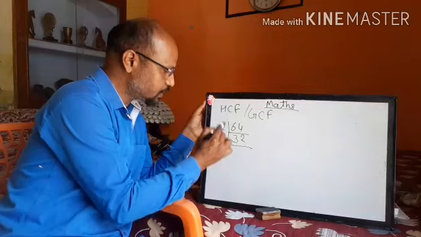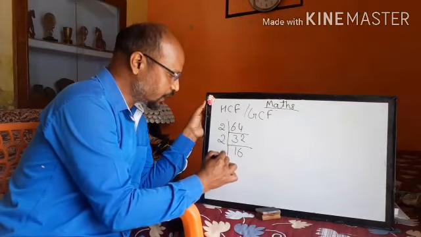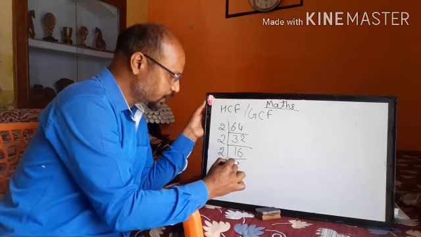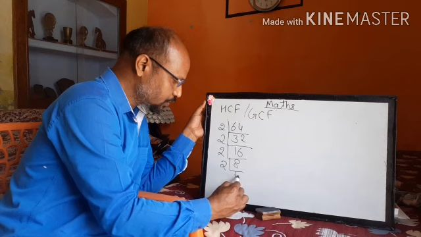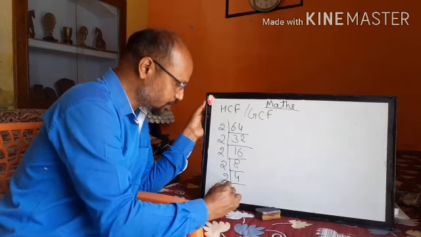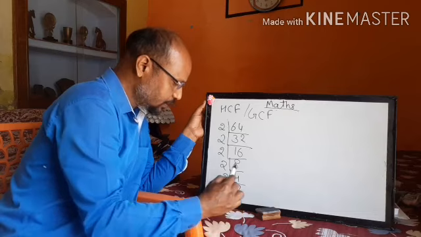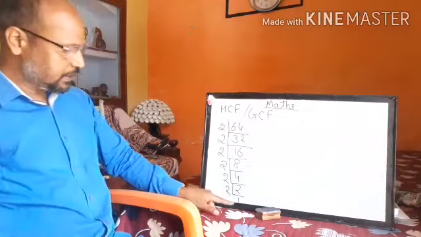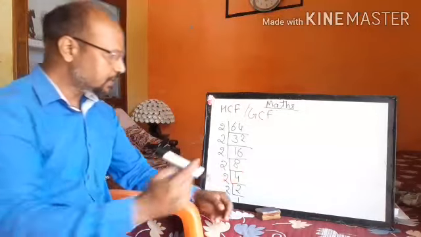So now divide it by 2 again. Here it is 16, again divisible by 2. Then 8, again divisible by 2. So again divide by 2, and continue until the quotient is 1. Now divide 36 by prime numbers.